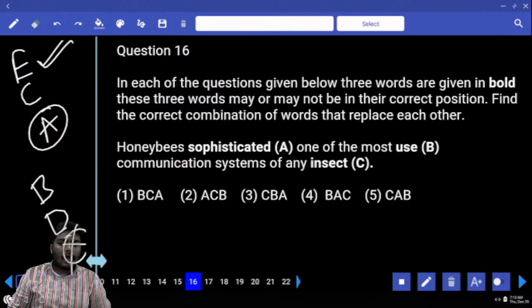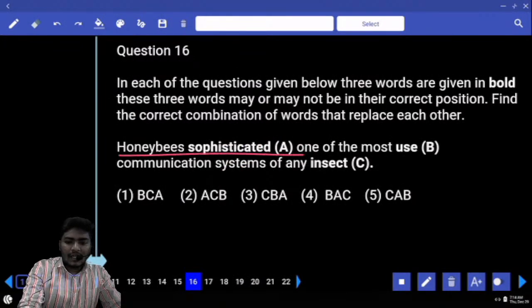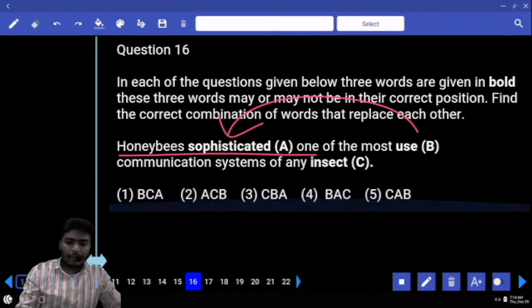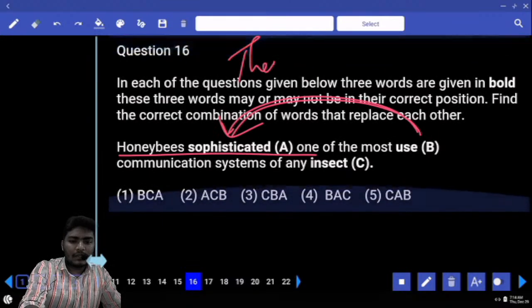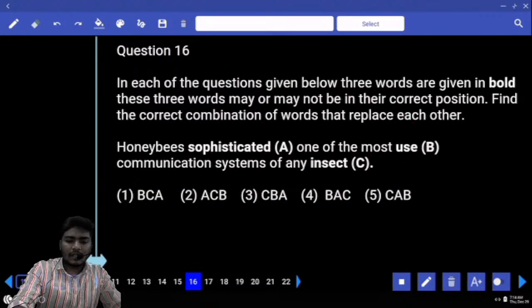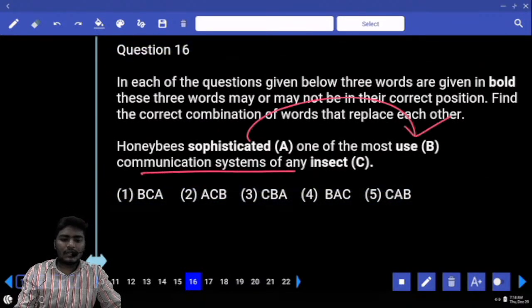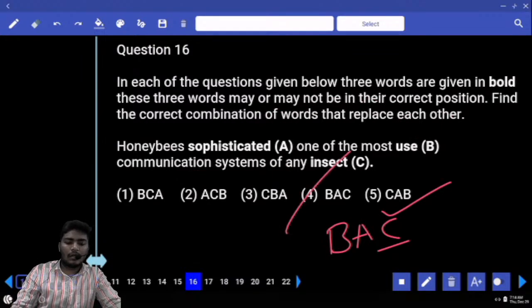Word swap. Honeybee is sophisticated, one of the most used communication systems of any insect. Is the rearrangement correct? Is the word usage correct? No, we have to change it. Honeybee is sophisticated, one of... no. Honeybees use one of... maybe honeybees insect, not possible. Honeybees use, plural, they plus use is nothing but V1 here. They use one of the most communication, most what communication? Most sophisticated communication systems of any insect. So we are trying to compare here, starting with B, BA and C can be used as the pairs. Answer comes with a 4.